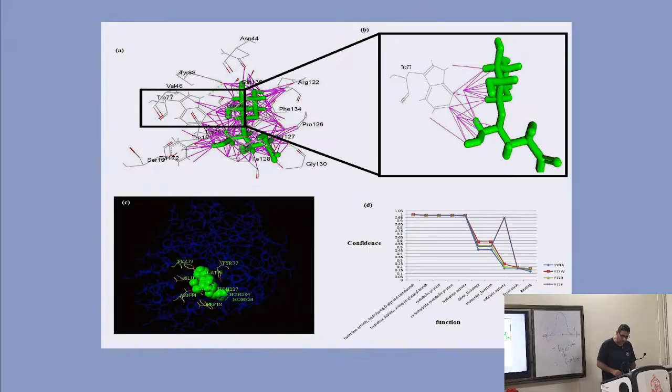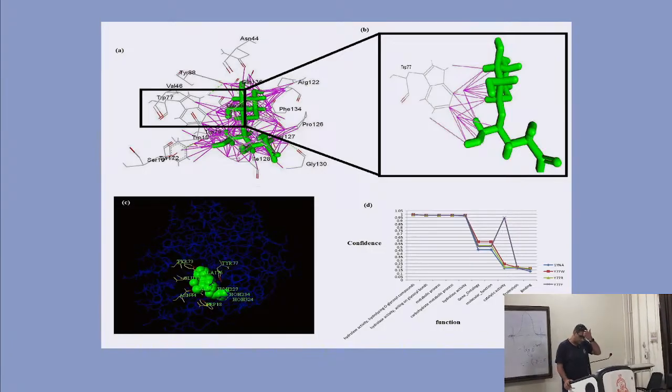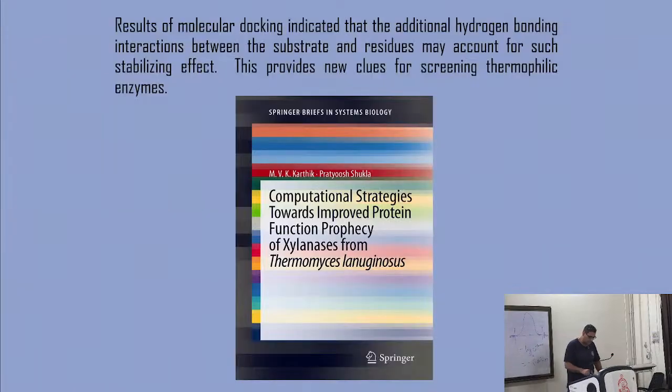So then we did the function prediction, because this xylanase has lot of other functions also. So we did this function prediction, and we know that this xylanase is not only useful for pulp and paper industry application, this can also be used for other various applications. And then we completed this study of how this xylanase can be improved, and how it is compared with other xylanases from the mutant and wild type.